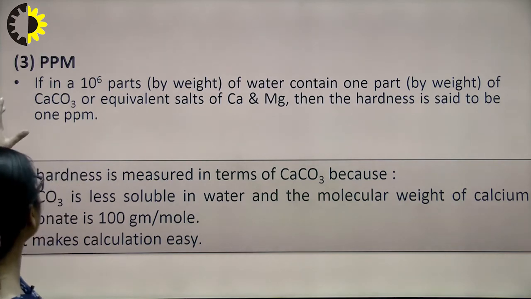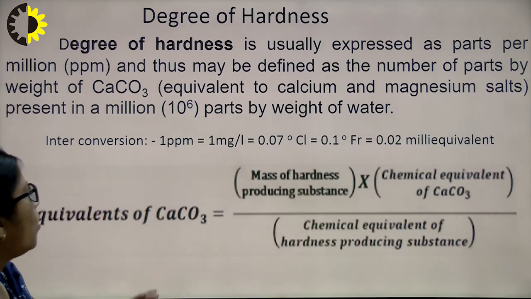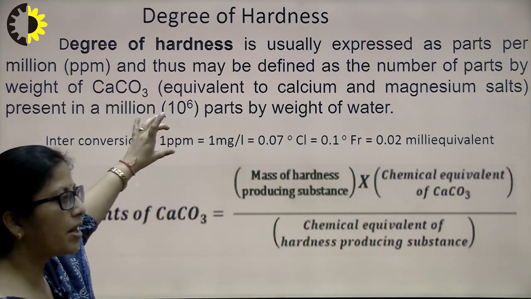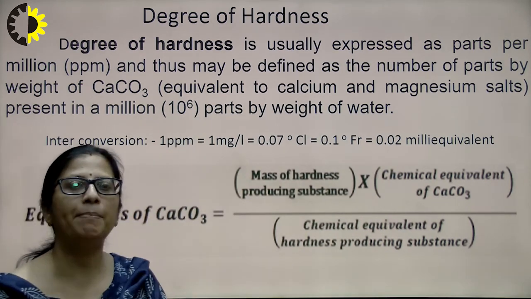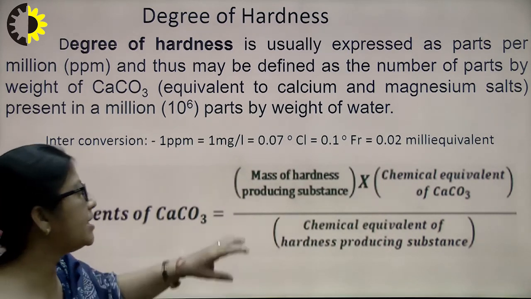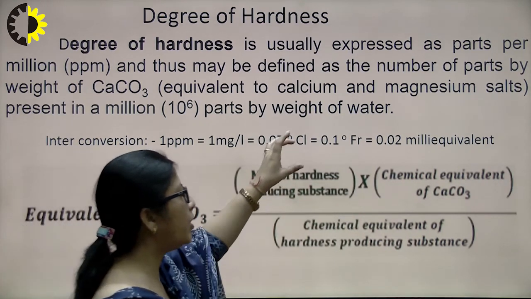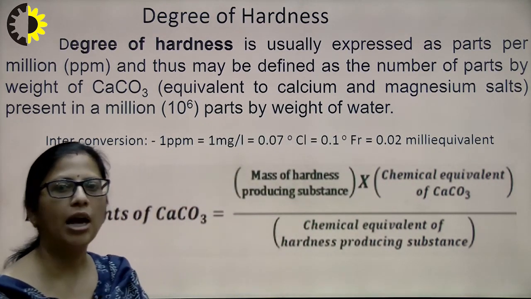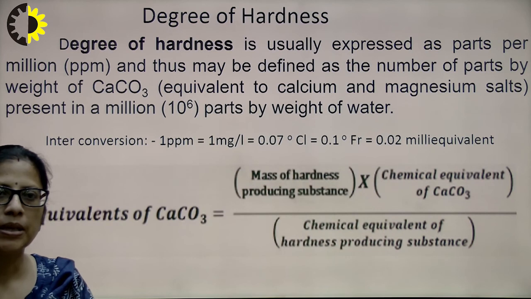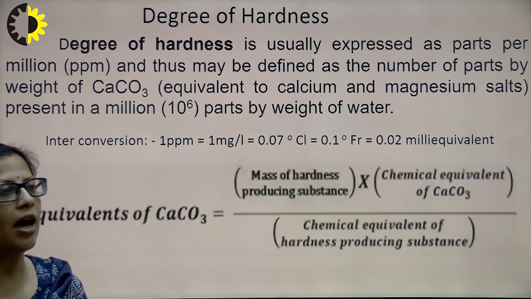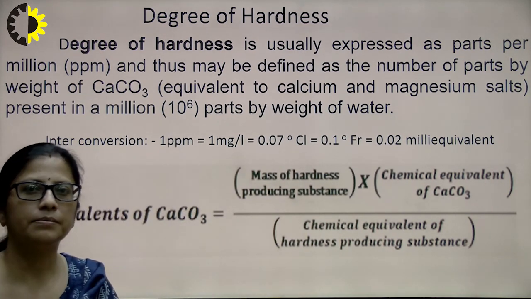Now, coming back to this interconversion, 1 part of calcium carbonate present in 10 to the power 6 parts by weight of water is 1 ppm. It is similar to 1 milligram per liter, and in terms of degree Clark, it is equal to 0.07 degree Clark, and it is equal to 0.1 degree French, and it is also equal to 0.02 milliequivalence. So, if you want to convert ppm into degree Clark or degree French into ppm, then we can use this interconversion.